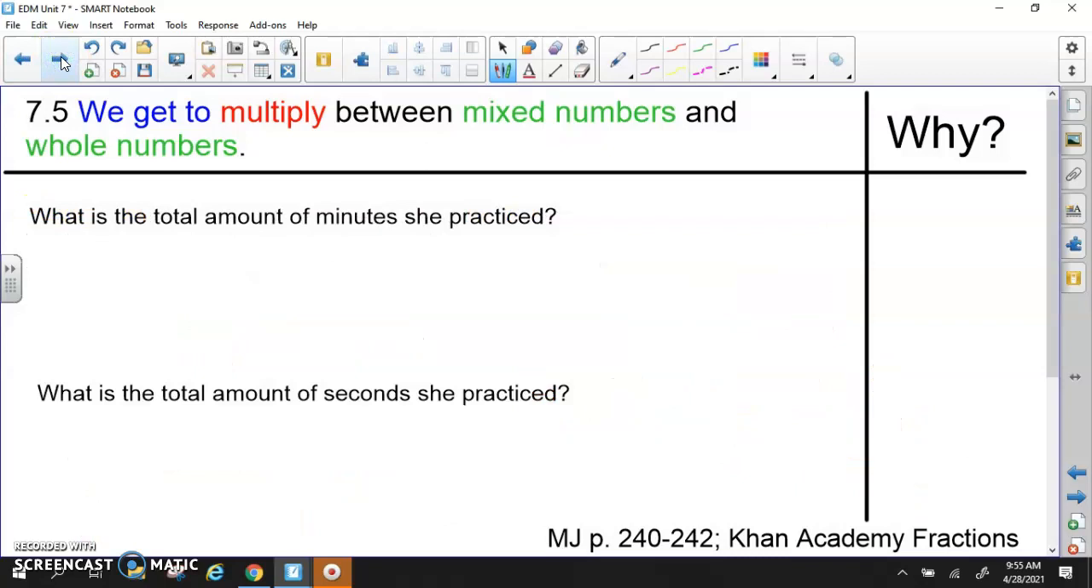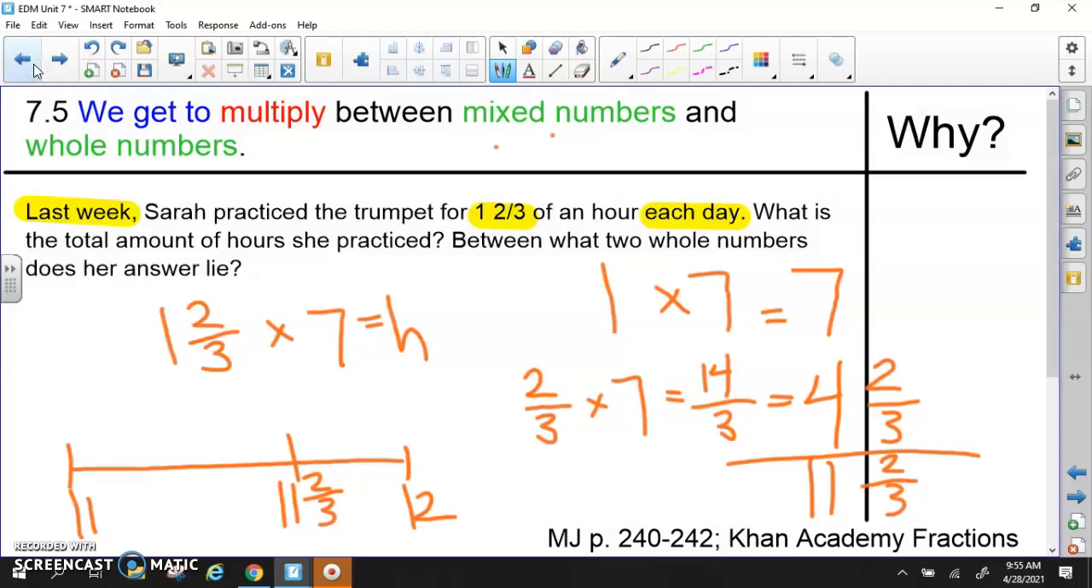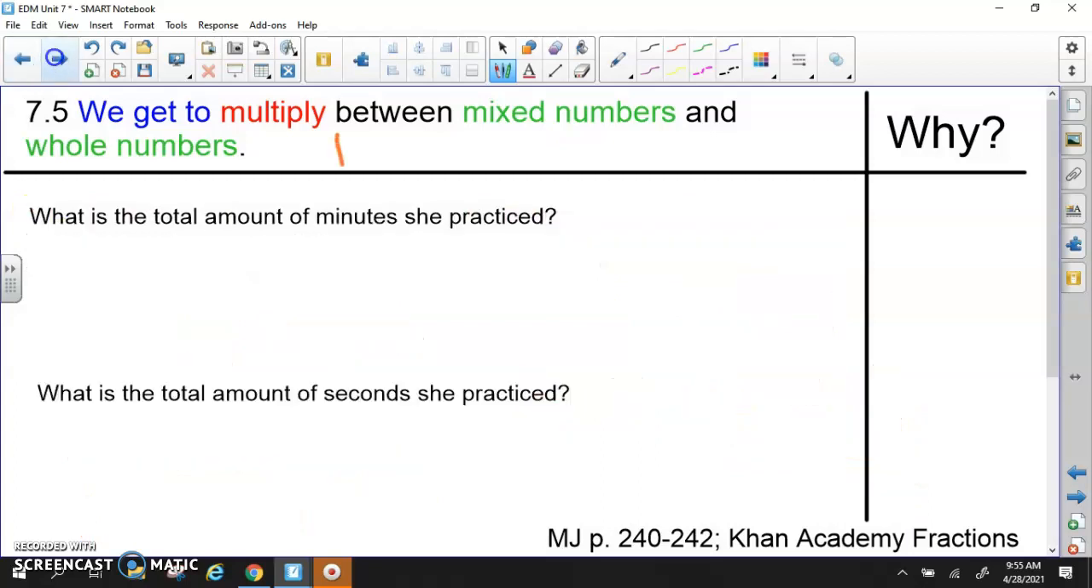And what's the total of, so here we go. You're going to have to do some conversion with this, right? So that 11 and 2/3 hours, right? What's the total amount of minutes she practiced? How many minutes are in an hour? 60, yep. So multiplying 60 times 11 would be very good. I know that 6 times 11 is 66, right?